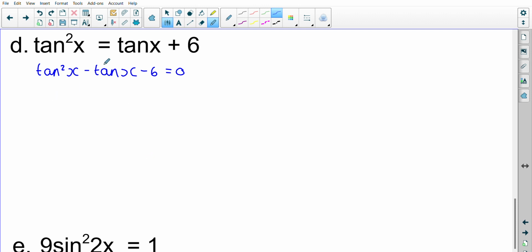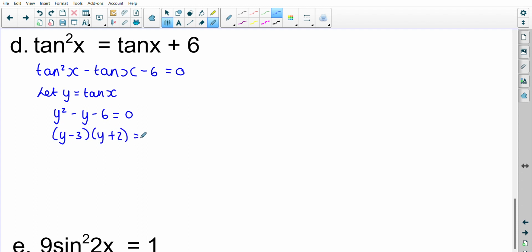So you can work with tan x like I've said before with the others, but I'm going to do a substitution. So let y equals tan x. So I'll have y squared minus y minus 6 equals 0. If I factorise, I'll get y equals 3 and y equals minus 2 when I solve. Putting back the tan x, tan x equals 3 and tan x equals minus 2.